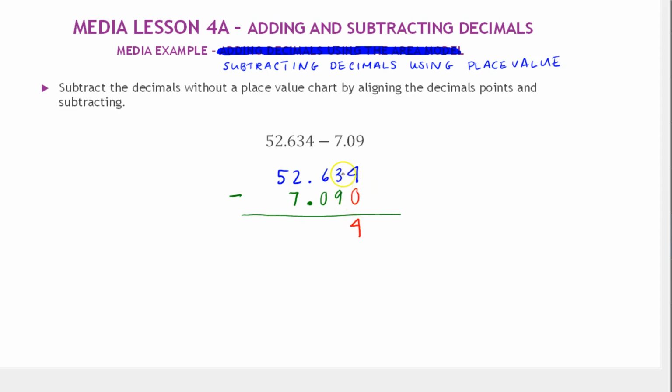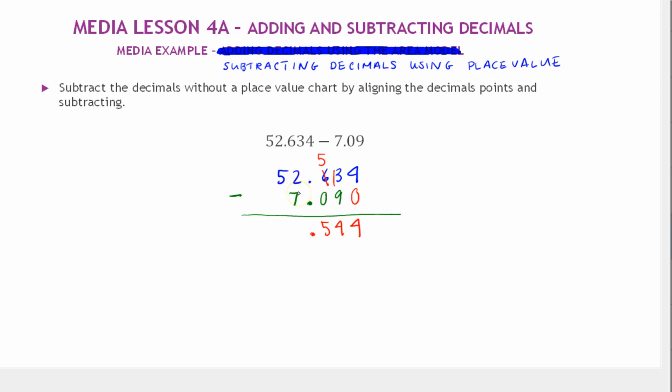3 minus 9, well, I need to borrow from the 6, so this number will be larger than 9. So I'm going to borrow 1/10. So now I have 5/10, and I'm going to give 10 hundredths to the hundredths place that I traded in for the 10th. 13 minus 9 is 4. 5 minus 0 is 5. Now let's bring our decimal down right where it is.